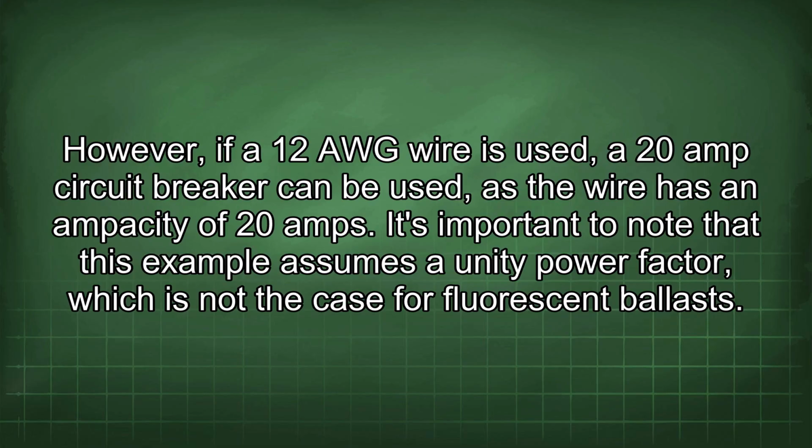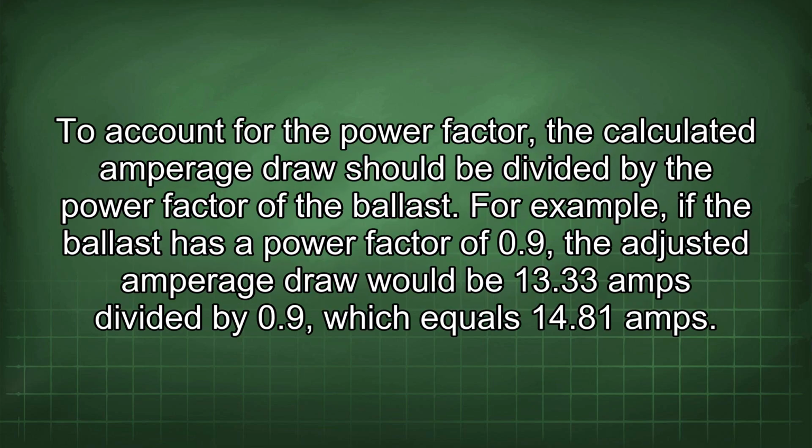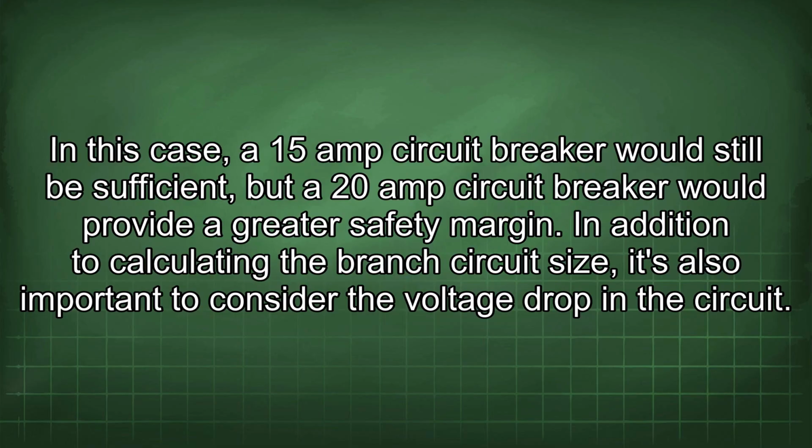It's important to note that this example assumes a unity power factor, which is not the case for fluorescent ballasts. To account for the power factor, the calculated amperage draw should be divided by the power factor of the ballast. For example, if the ballast has a power factor of 0.9, the adjusted amperage draw would be 13.33 amps divided by 0.9, which equals 14.81 amps. In this case, a 15 amp circuit breaker would still be sufficient, but a 20 amp circuit breaker would provide a greater safety margin.